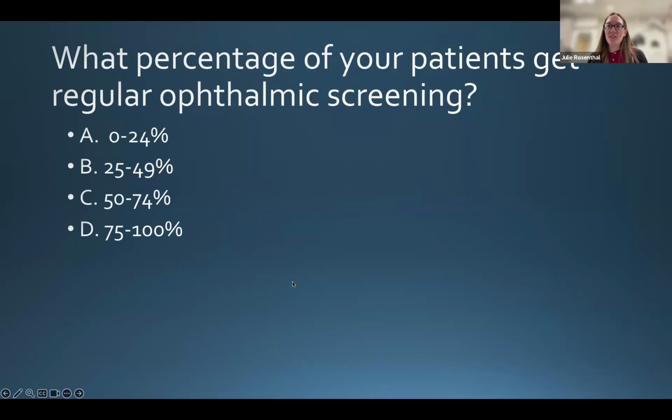Okay, yeah. They've shown in several studies that only about 50 to 60% of patients with diabetes get their regular eye screenings. Which is pretty low, given all the recommendations, which I'll go over in a moment. It is not where it should be. Awesome. So you guys are doing great. That is really great. So next poll.